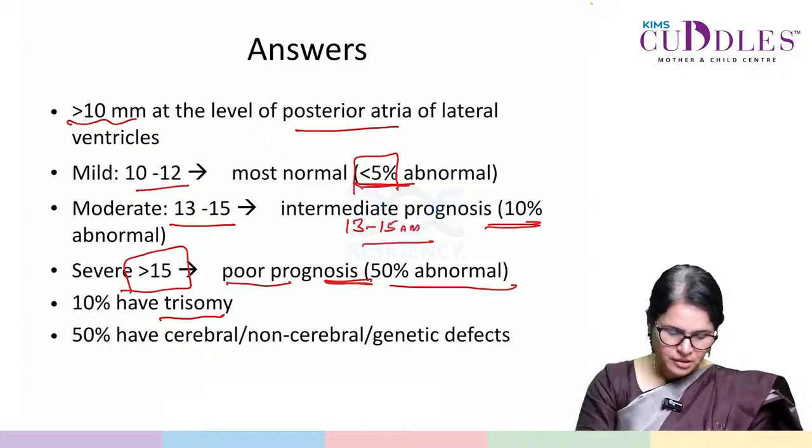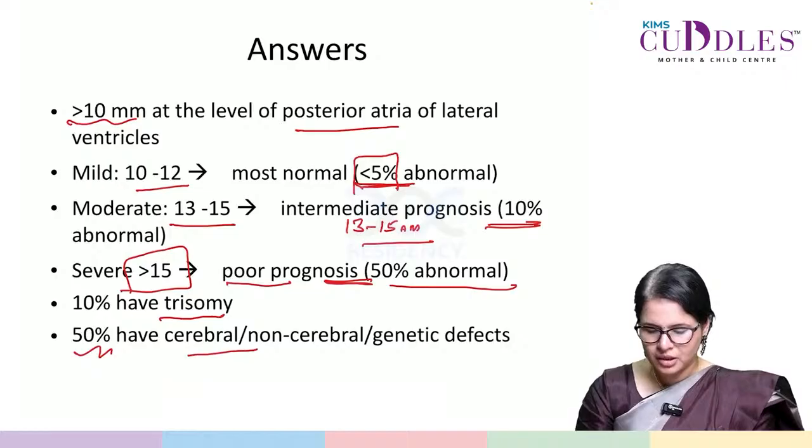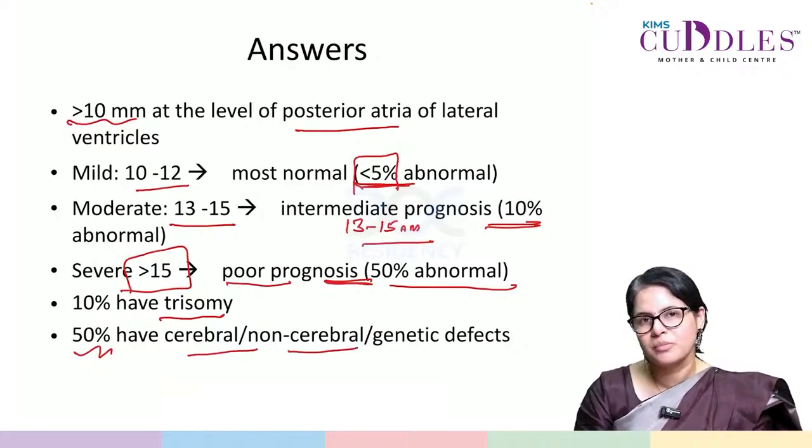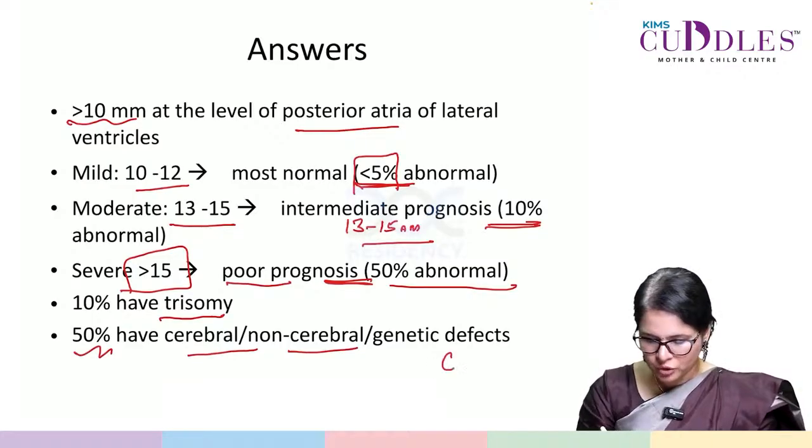Now, 50% can have associated cerebral or non-cerebral other defects, say like the presence of corpus callosum agenesis. These can make the prognosis even more poor. So, one of the commonest things you should rule out is corpus callosum agenesis.